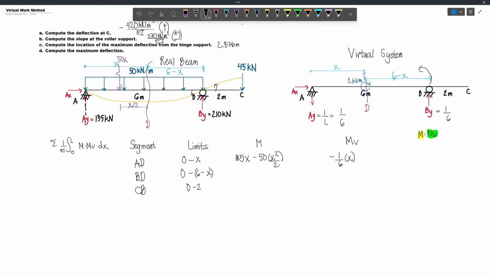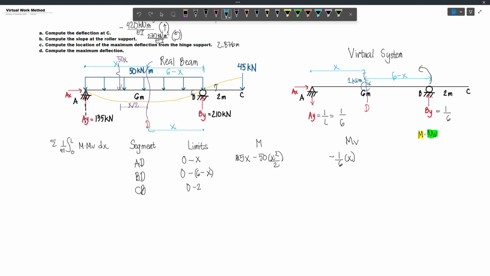Now, sir, how about for BD, sir? Now, for BD, my origin is from B, patungo sa D. And so, I will consider from the right. So, magiging opposite na yung convention natin. Again, this will be our starting point, and then we will end here. Now, this will be our x. Again, this x is different from your limit, because ito yung x in terms sa origin natin na moment equation.